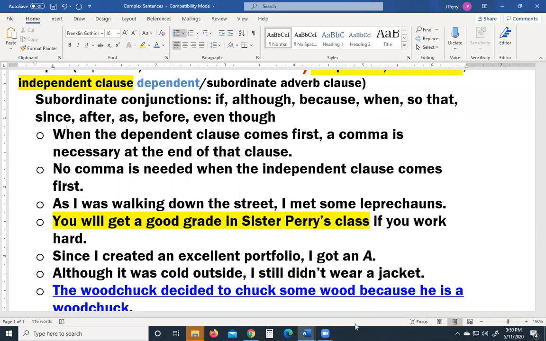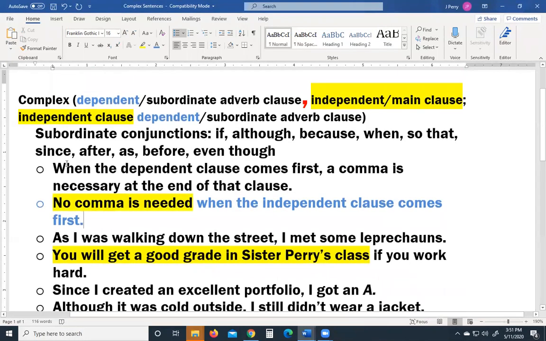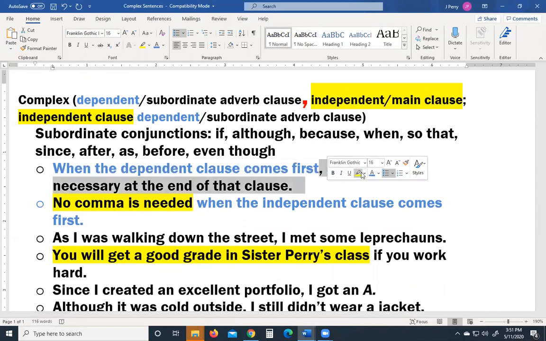Okay, how can you tell if it's a dependent clause or subordinate clause? You can actually hear it. When the dependent clause comes first, you're like, yes, go on, Sister Perry. Okay, so no comma is needed when the independent clause comes first. So as you can see right here, no comma is needed. That's our independent clause right there, and the dependent clause is right there. Okay, same thing goes here. When the dependent clause comes first, a comma is necessary at the end of those clauses.